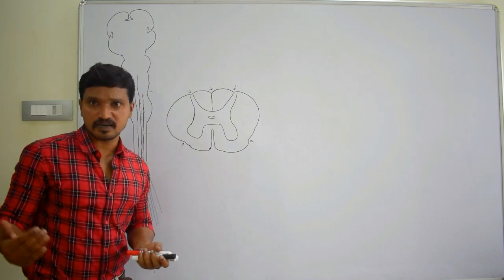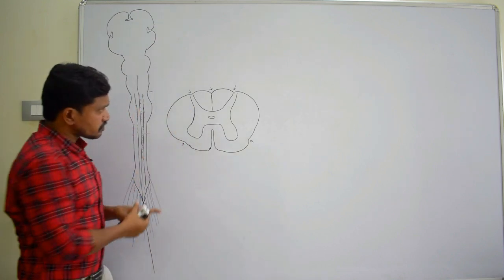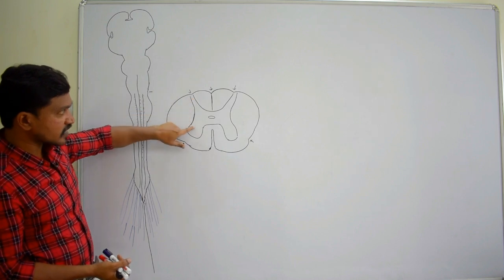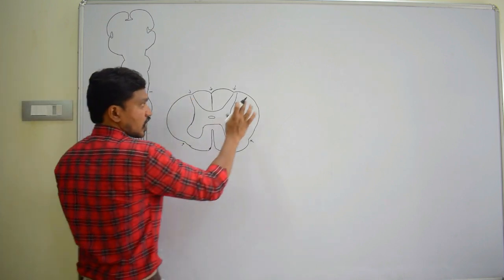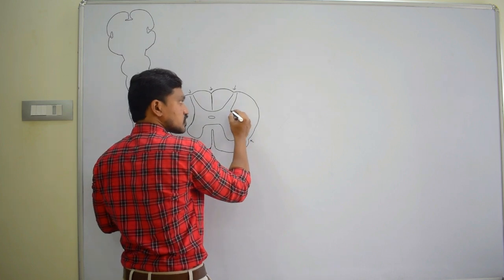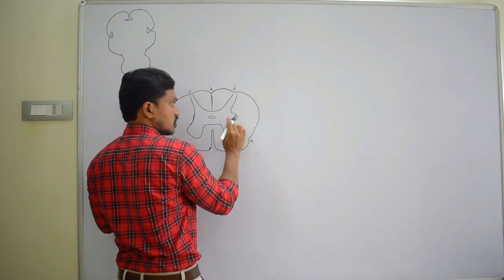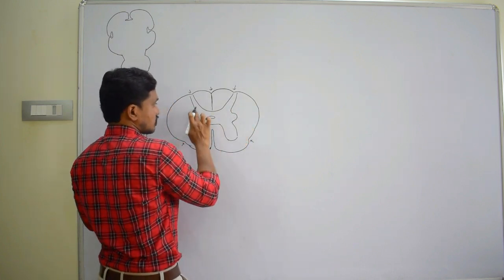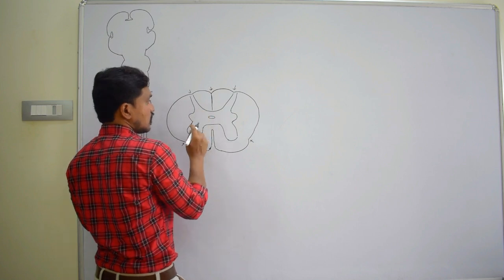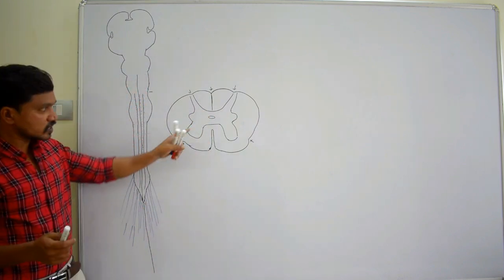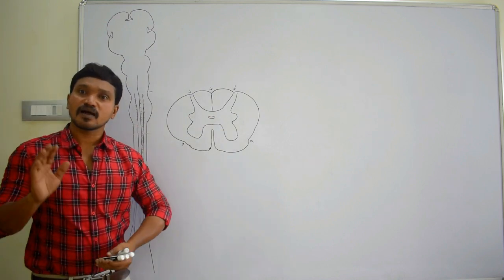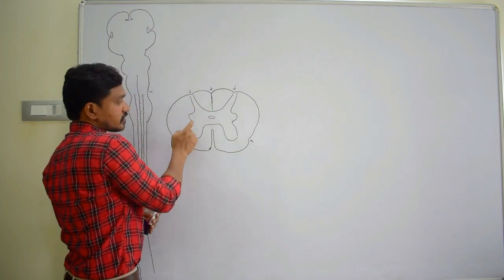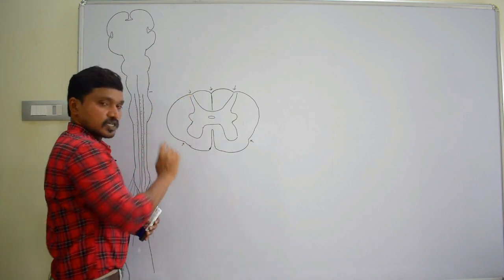I am not going into detail, but if you observe, this is the posterior horn, this is the anterior horn. But in the thoracic region, you can see one more lateral projection. This lateral projection is what we call the lateral horn. In the thoracic region and the upper two lumbar segments, you can see these lateral projections, the lateral horn. Now what is present in the anterior horn and what is present in the posterior horn, that we will see.